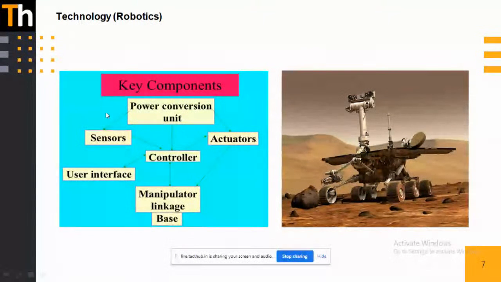You also require power, which in the human body is called ATP, that is adenosine triphosphate. And here we provide the power by DC, AC. We are also interfacing through different devices to support our cognitive abilities. And we also have the manipulators.